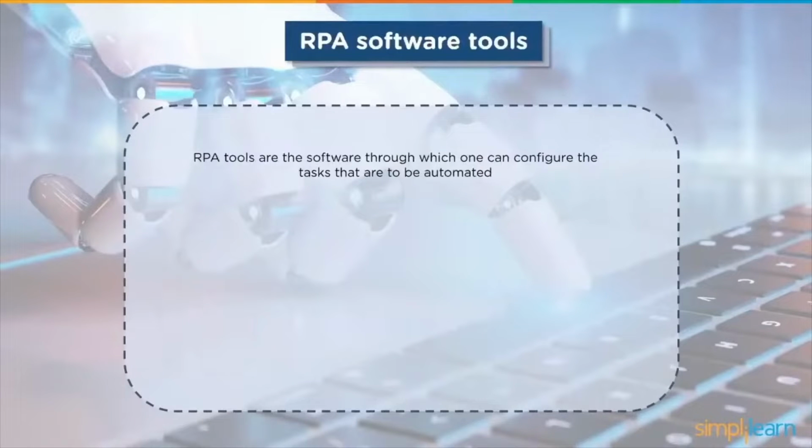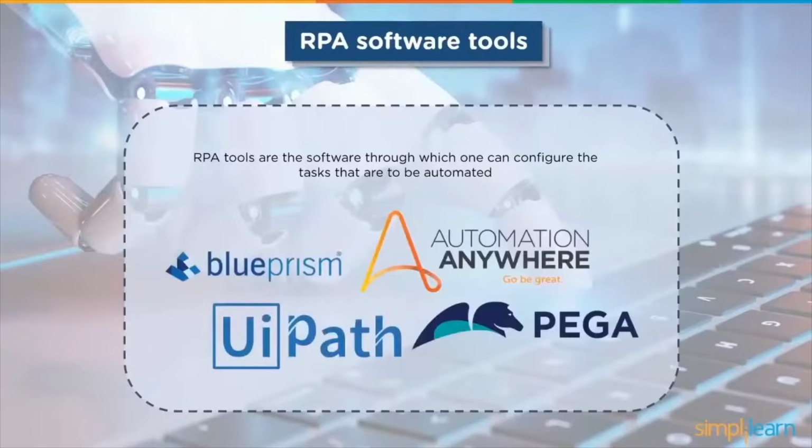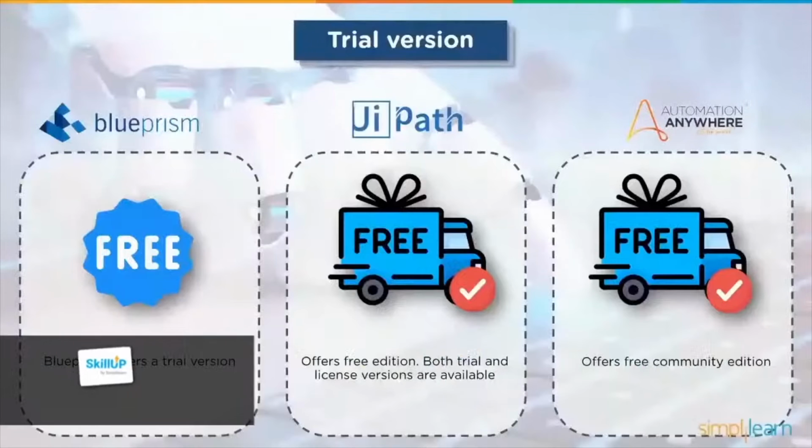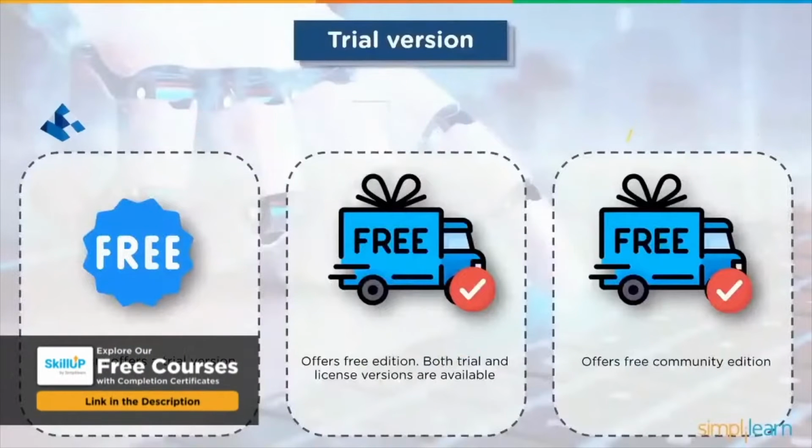Now, RPA tools are the software through which one can configure tasks that are to be automated. So some of the widely used tools are UiPath Studio, Automation Anywhere, Blueprism, WorkFusion, among others. Now, assuming you have a basic understanding of RPA, let's go on and compare the popularly used tools. First up is trial version.